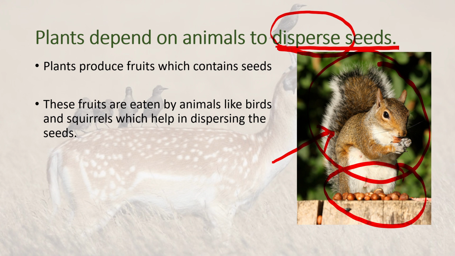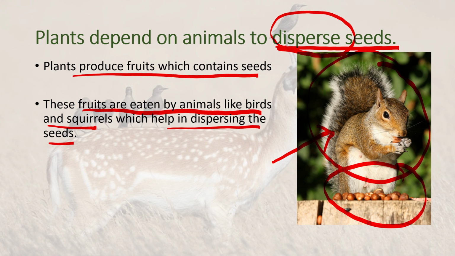So plants produce fruits which contain seeds. These fruits are eaten by animals like birds and squirrels, which help in dispersing the seeds. We just saw how, right?